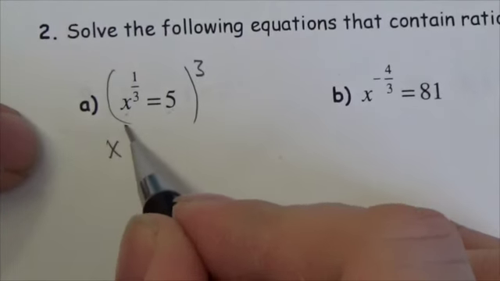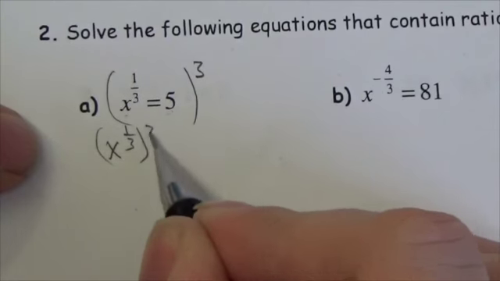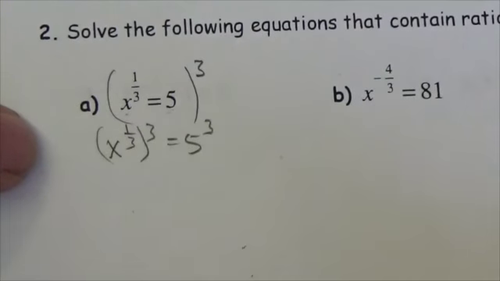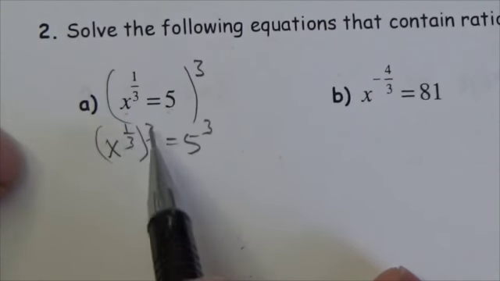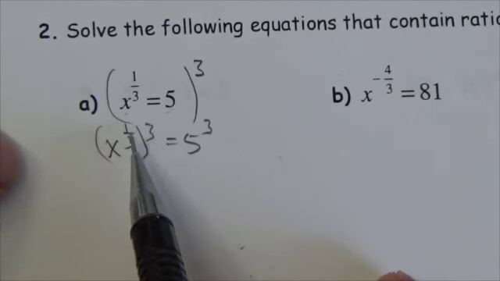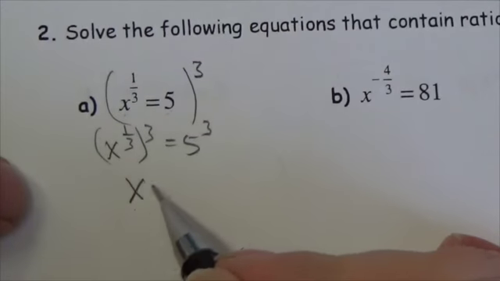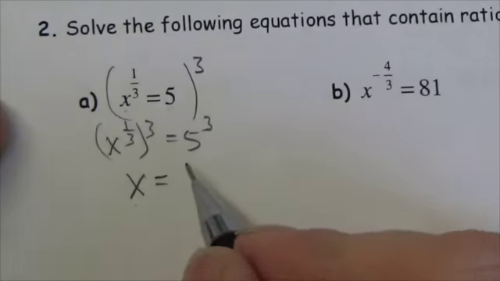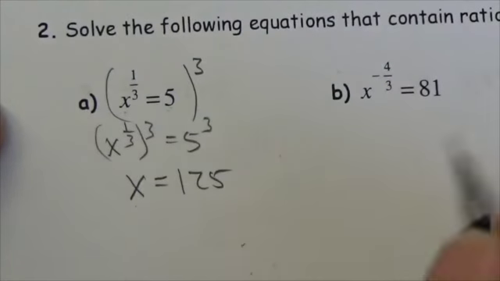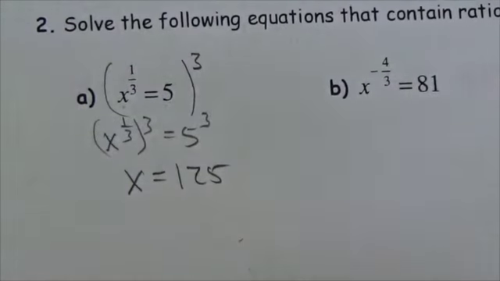So this becomes x to the 1/3. Now I'm going to do this in steps like this for this particular question, but we'll do it a little bit quicker later on. Because when I raise it to the reciprocal power, 1/3 of 3 is just going to become x to the 1. That's what I want. I want x equal to some value here, and 5 cubed is 125. So there's the solution to that specific equation.